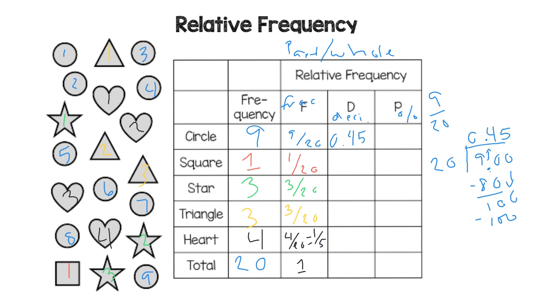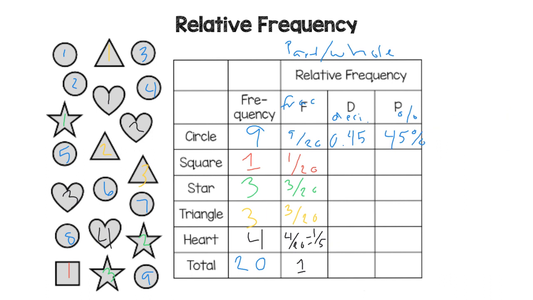0.45. And now if you remember, when we're going from a decimal to a percent, we take our decimal 0.45 and we move our decimal 2 places to the right, and that's where the new decimal point goes. So it is 45%. All right, and we're going to move on to the next one.